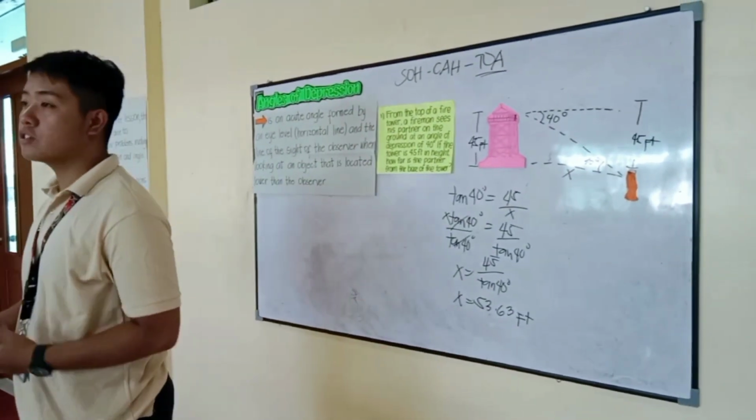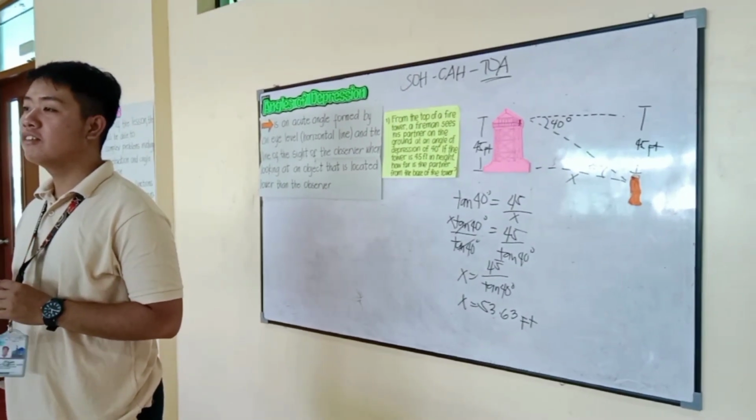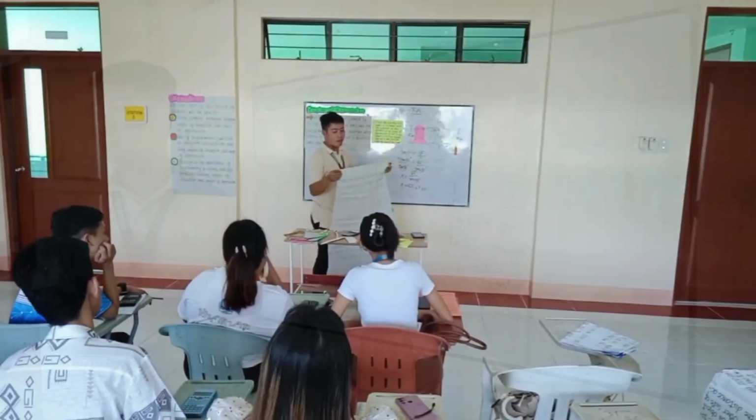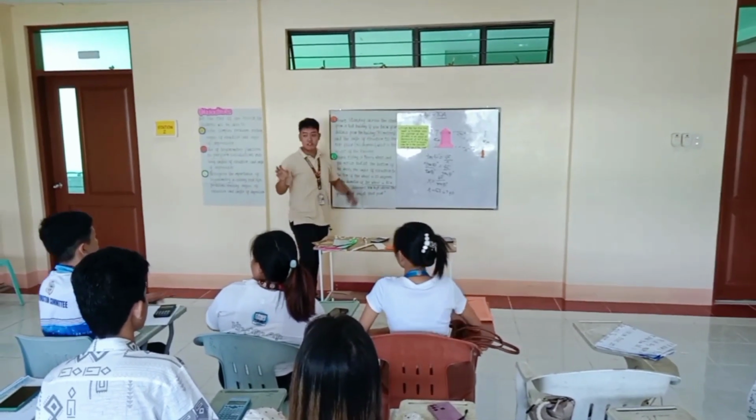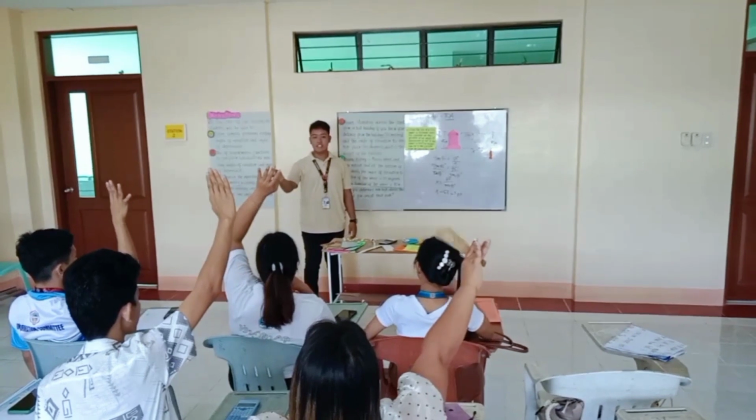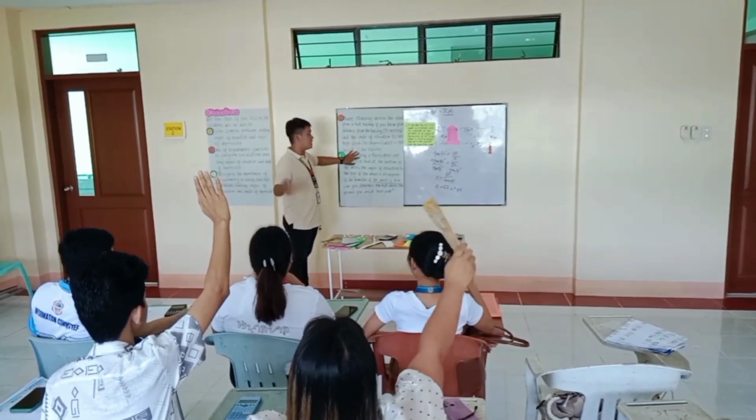Very good. Now that you fully understand our lessons, we can solve this activity. Who can now answer this activity? Number 1? Yes, Kim. And number 2, Lester.